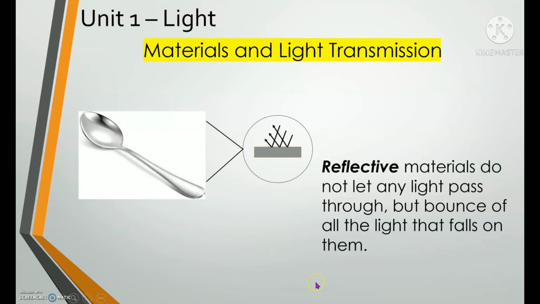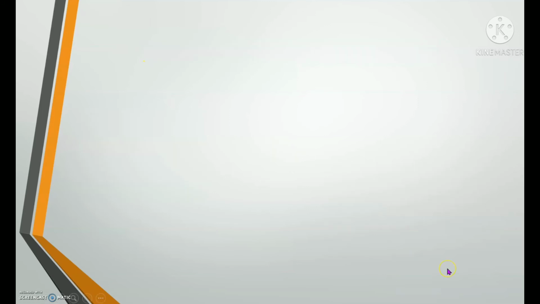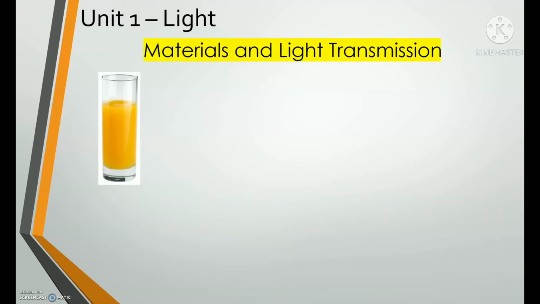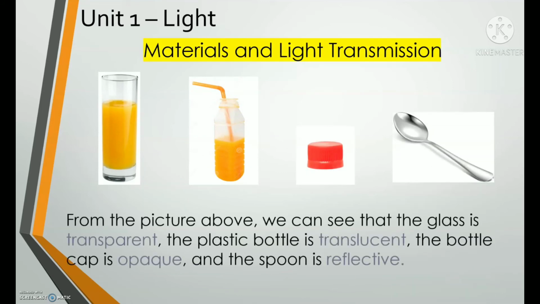Okay, so what is the material that light does not pass through but bounces off all the light? Very good. It's called the reflective material. Okay, now let's see more examples of materials and light transmission, just for the review.